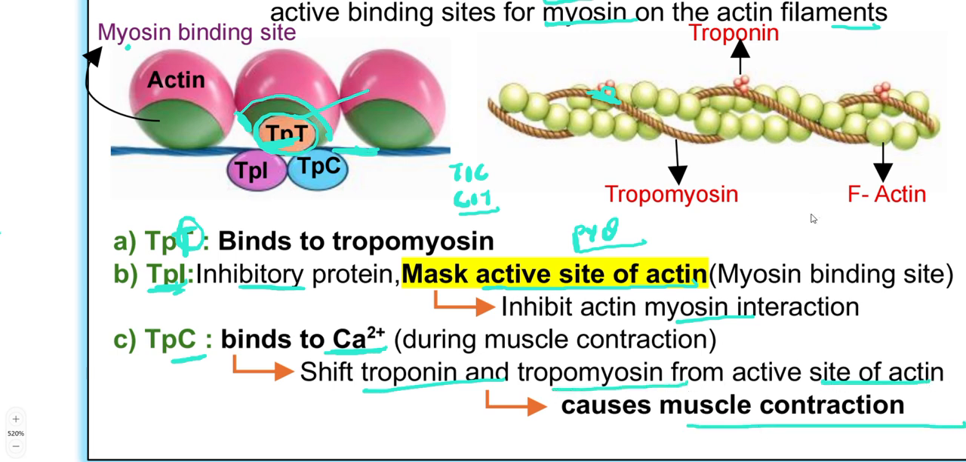This you will not understand now. You will understand this in the mechanism. For now, just understand this much. I am taking an example. This is your, let's assume, G actin. On this, the myosin binding site is there. On this, what is this?